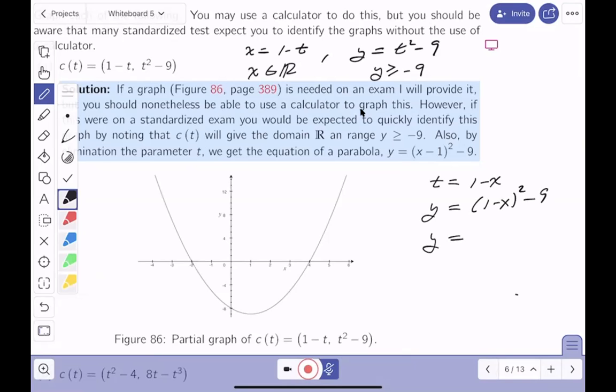And what's y going to equal to? Well, it's going to be 1 minus 2x plus x squared plus 9. And what's y going to equal to? X squared minus 2x plus 10.